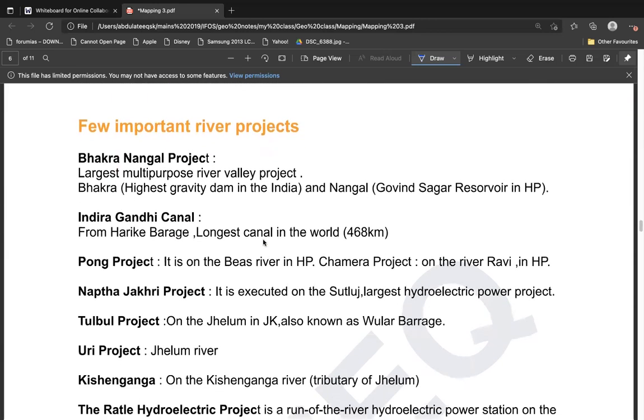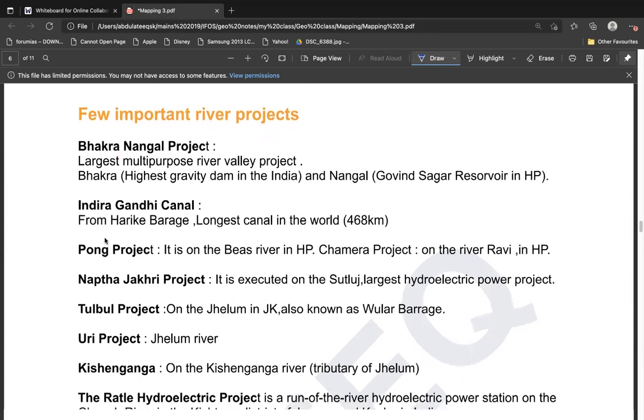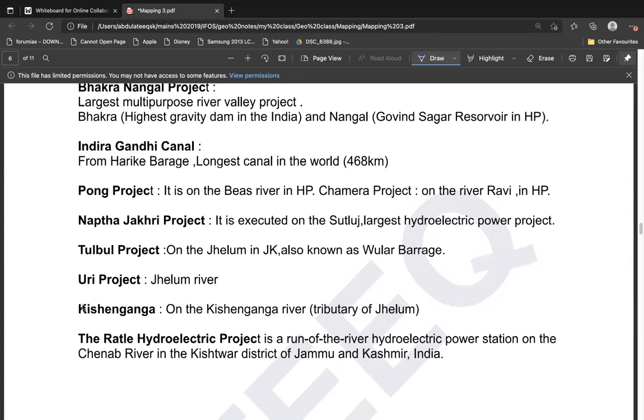These are the important points regarding the river. And apart from this, certain dams are in the news, majorly, primarily because of the Indus Water Treaty. These are the two important projects that you should know.